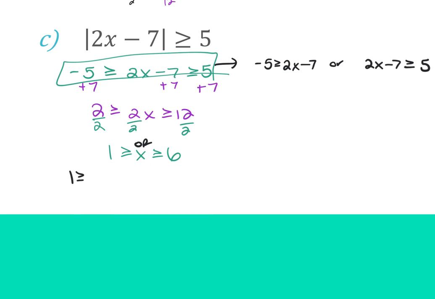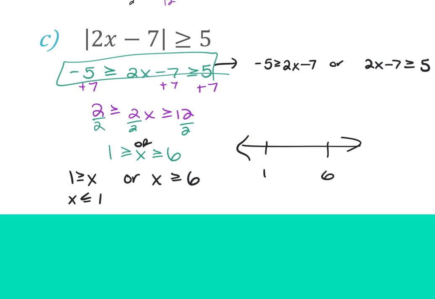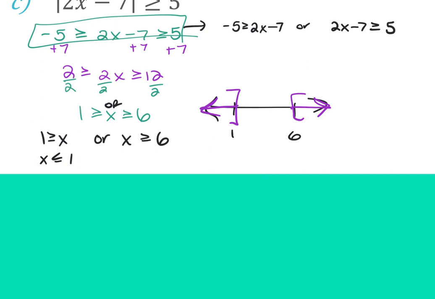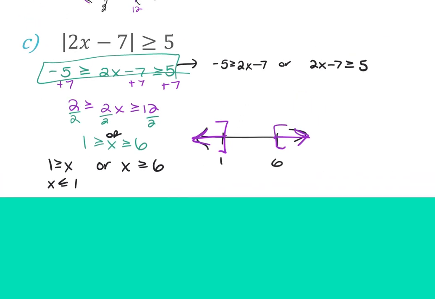So 1 is greater than or equal to x, or x is greater than or equal to 6. And it can be done. So if it's an or statement, obviously it can point out. So this would be -infinity to 1, or, which is a union, 6 to positive infinity.